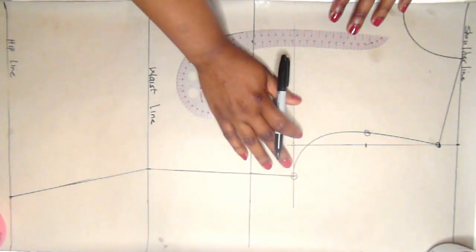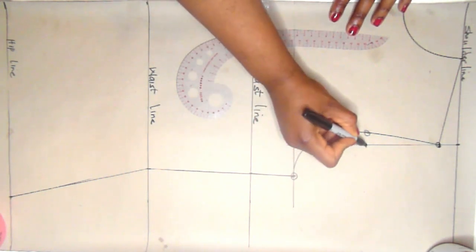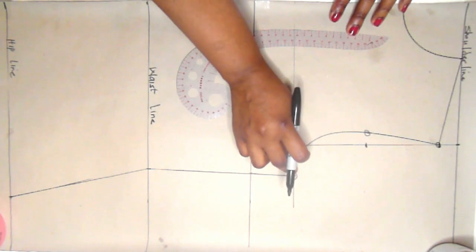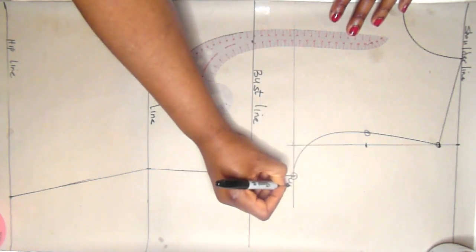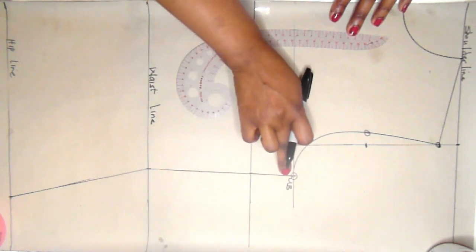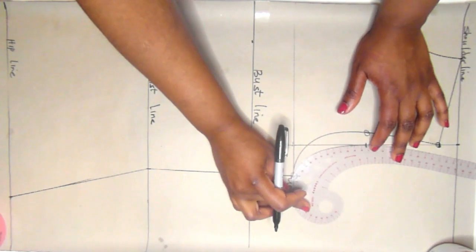So this is my front armhole. For the back armhole, we'll just be using this point, the midpoint here, and connect it back to the final bust point, which is the underarm point. I'll call it the underarm point. So I'll just take this, connect it.